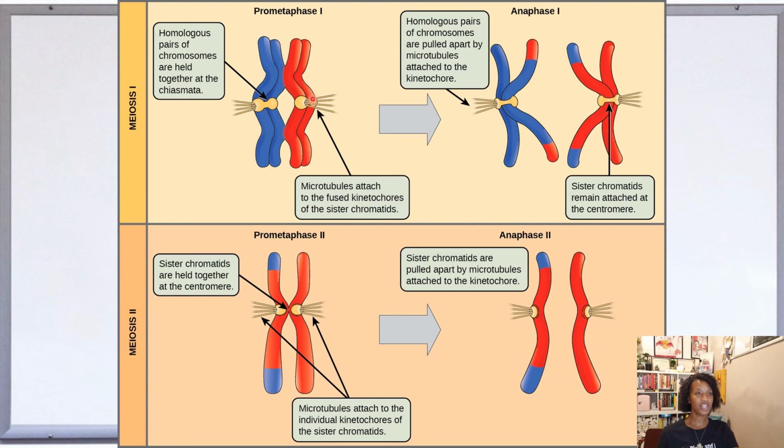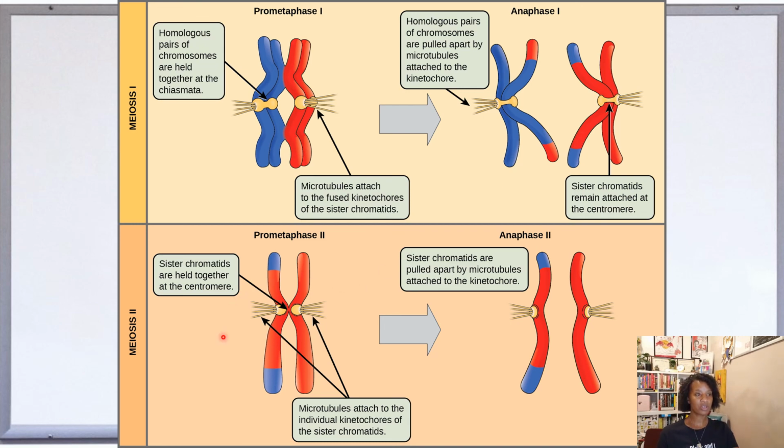So the initial connection happens at the kinetochores and the centromeres, which sticks them together, but then there's physical connection and exchange of information at the chiasmata. And then in anaphase 1, homologous pairs of chromosomes are pulled by the kinetochore, so the centromere remains attached. The whole chromosomes are pulled apart, sister chromatids remaining attached to each other at the centromere.